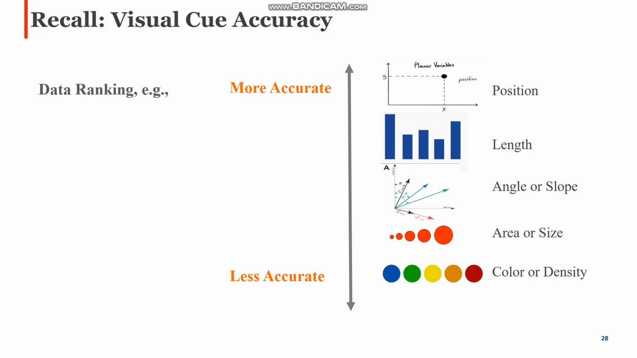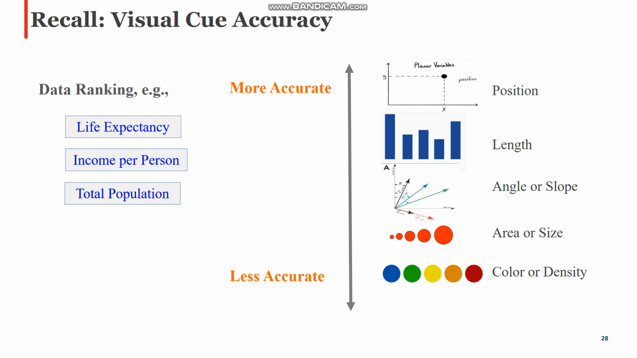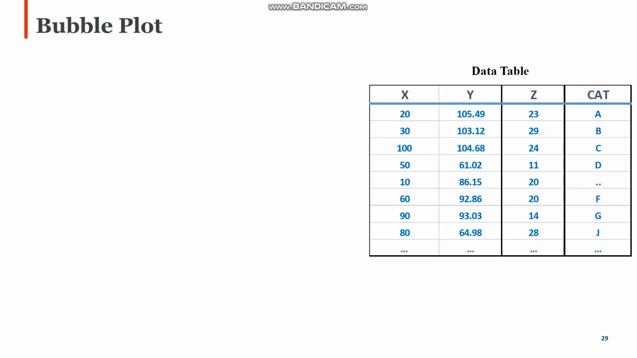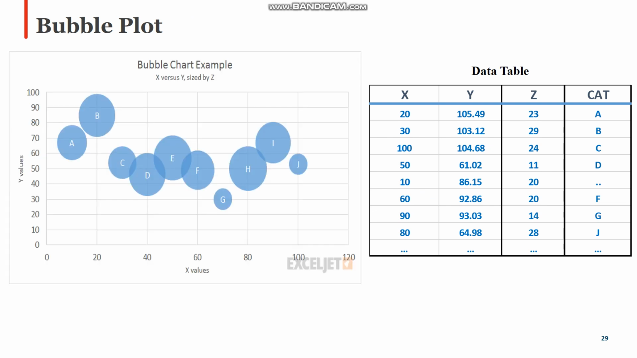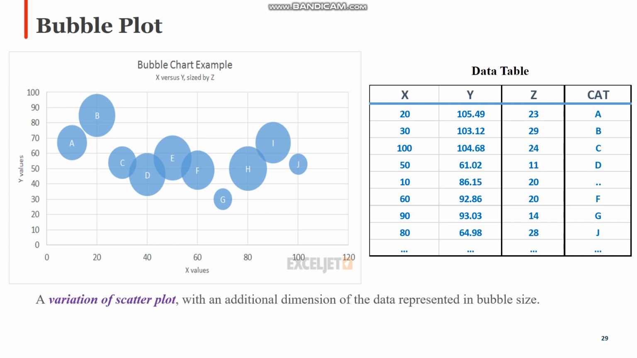What we need to do is to first rank the data importance and map to the right visual cues. In Hans Rosling's data table, the most important ones are the life expectancy and income per person. So we assign the X and Y position to them. Next, we have the total population with size and the world region with color. For a random data table like this, you may assign the coordinate position to X and Y values, the size of each data point to variable Z, and the label of the category with text information. And this is a variation of scatter plot.